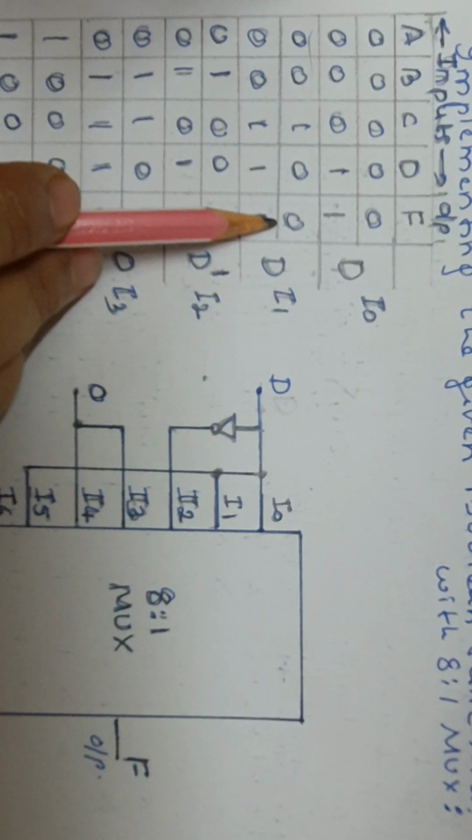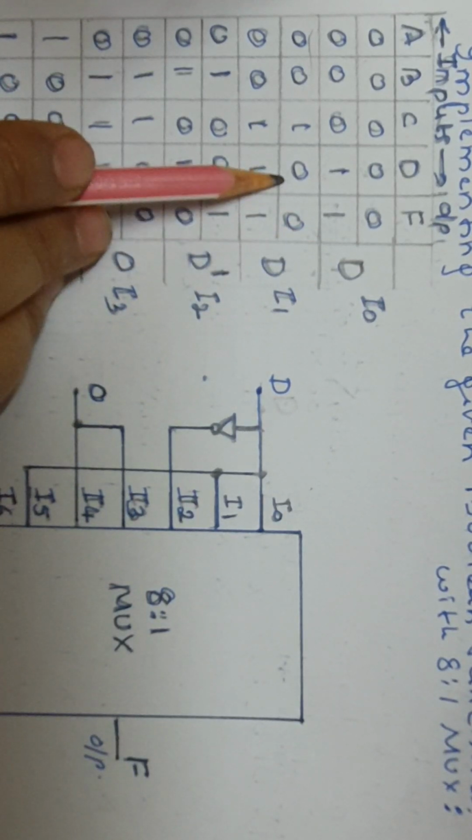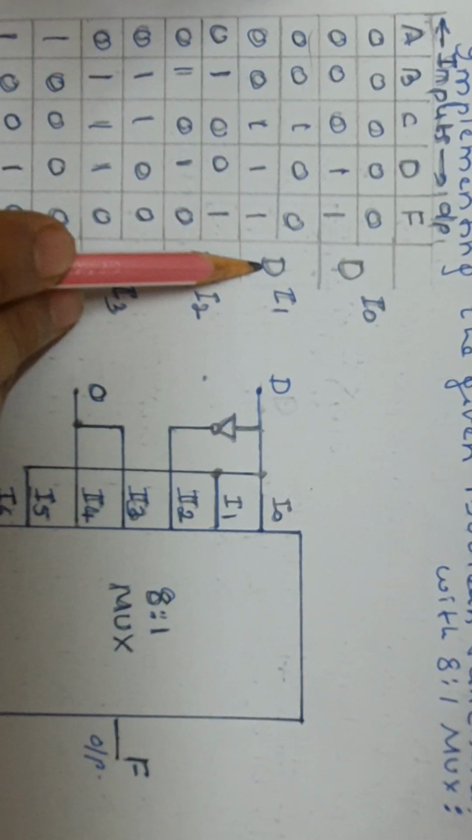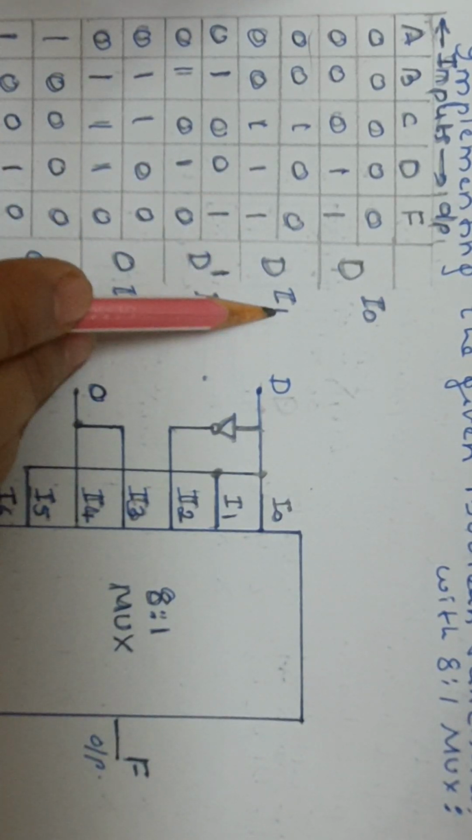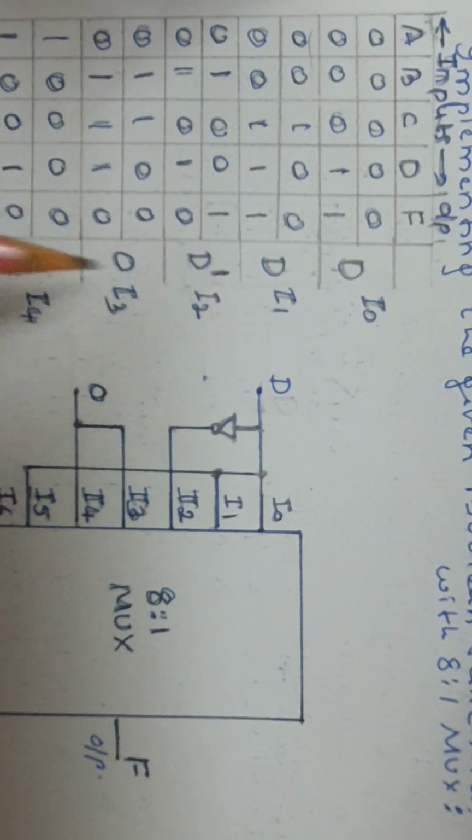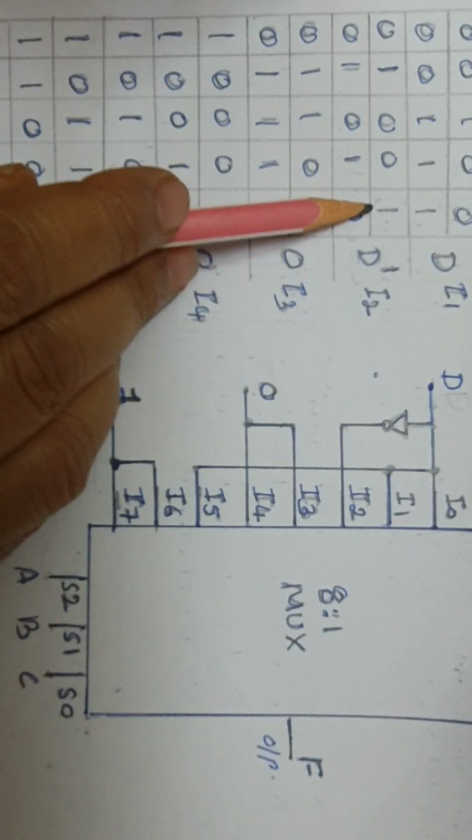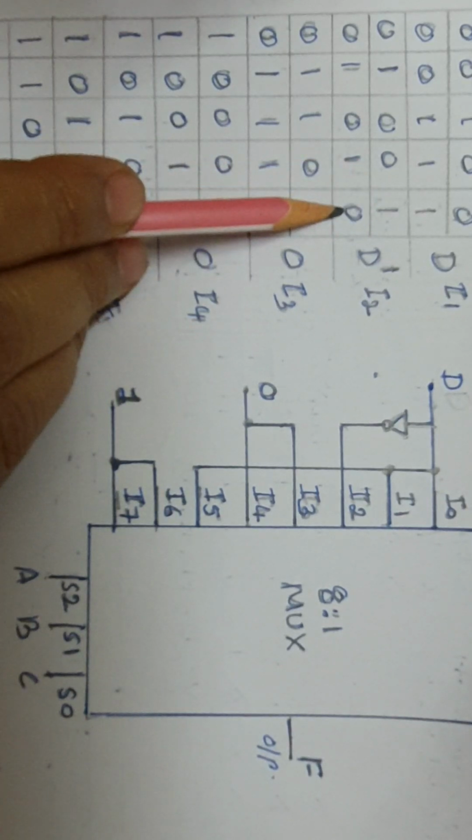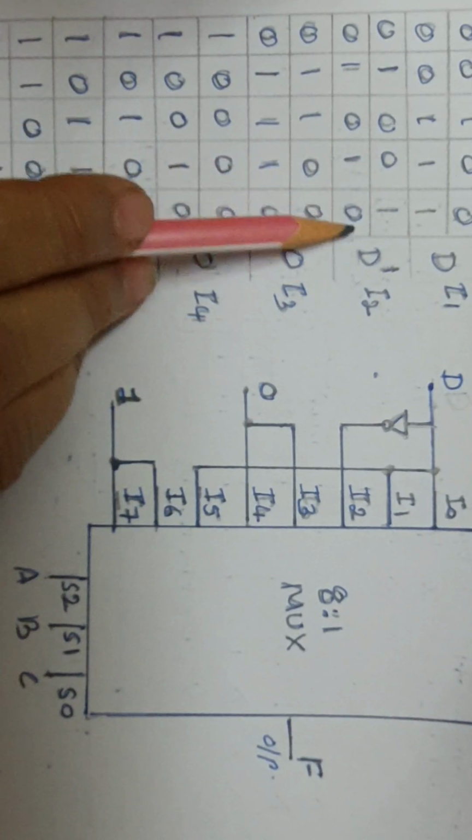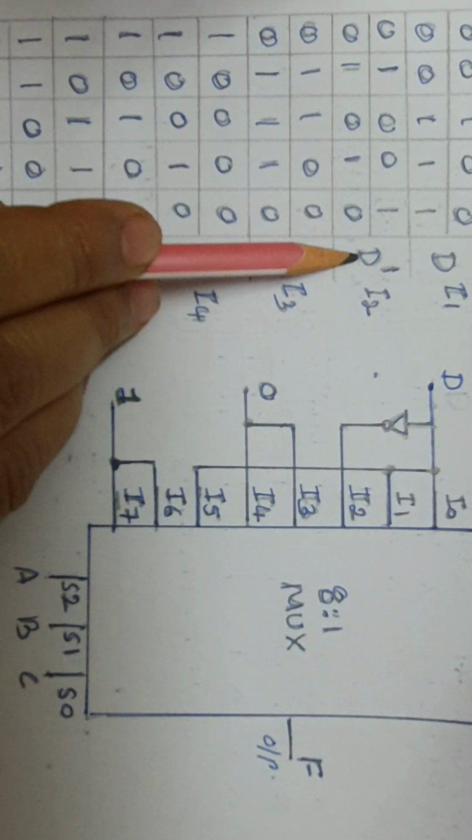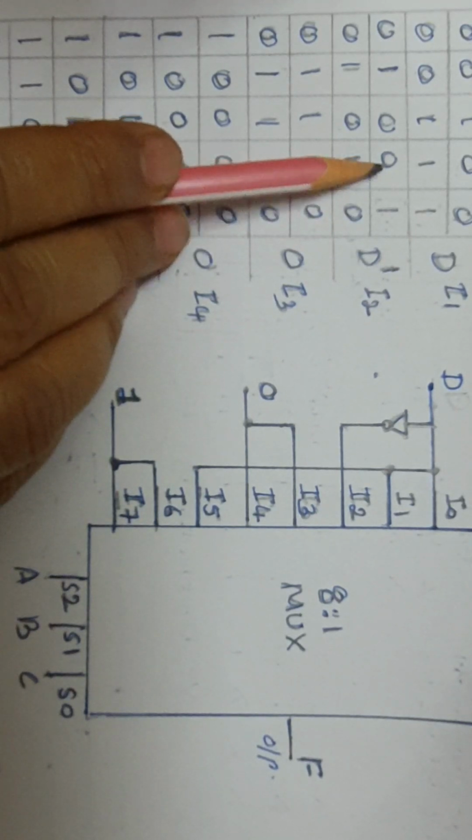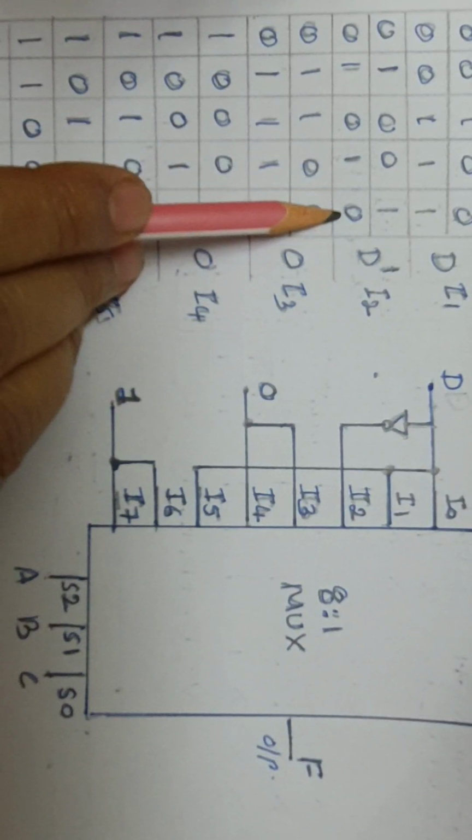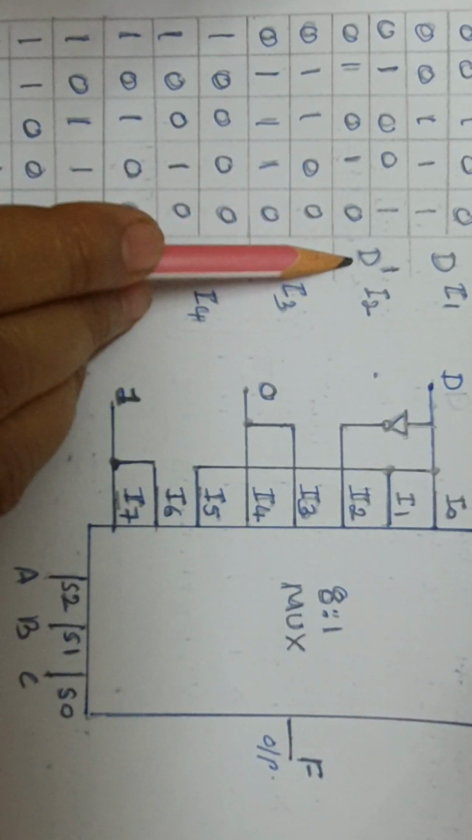Similarly, next in the second group, F is 0, D is 0. F is 1, D is 1. Hence F is whatever D is, that is taken as I1, for the second group. Next, in the third group, F is 1, D is 0. F is 0, D is 1. So F is D dash. D is 0, D dash is 1. D is 1, D dash is 0. Means F is D dash.